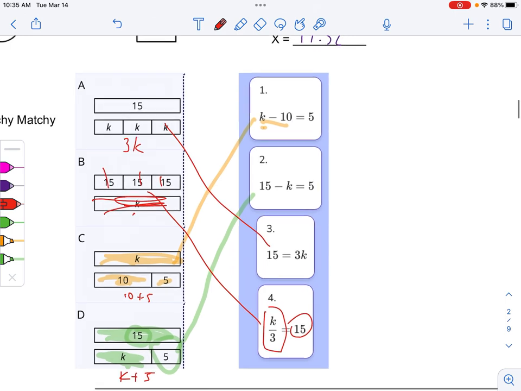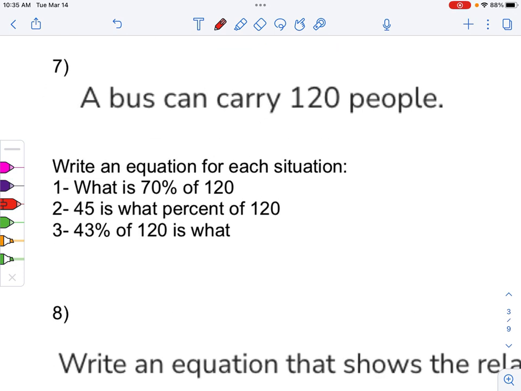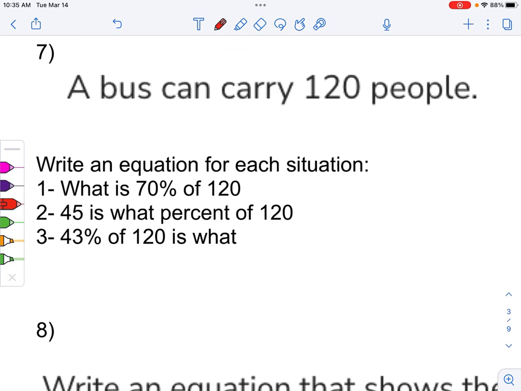Yes. Go us. We're amazing at this. Good job on the matchy-matchy. We're going to write some equations. Awesome, awesome, awesome. Let's write some equations.